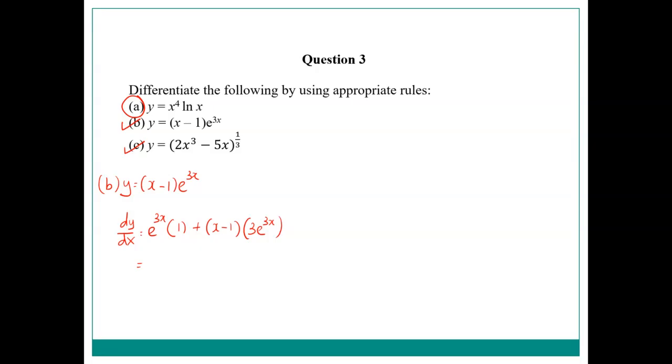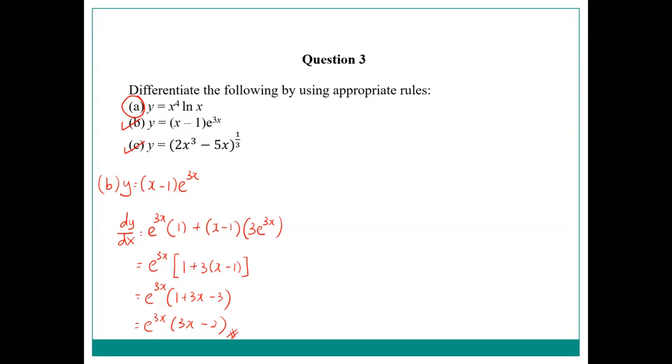So as you can see, the first term I have e3x. The second term also I have e3x. So I can factorize out e3x together. So the first term left with 1. And then the second term left with 3x minus 1. Right? And then let's continue our simplification. So we have 1 plus 3x minus 3. And then our final answer is 3x minus 2.